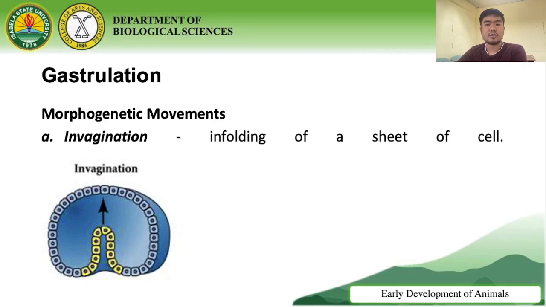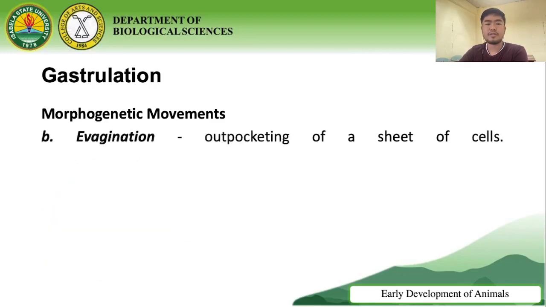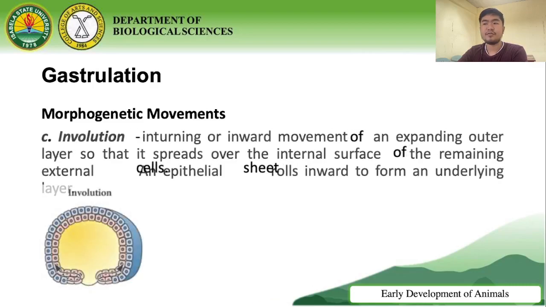So, in a portion of the cell, okay, magkakaroon ng invagination. Parang papasok pa loob yung ating cells. And in some species, meron ding evagination or the outpocketing of a sheet of cells. And after invagination, we have the involution.